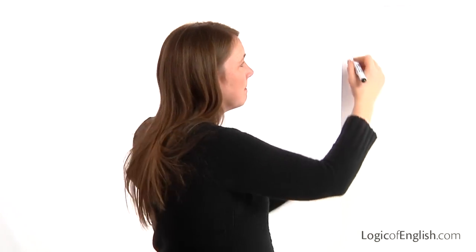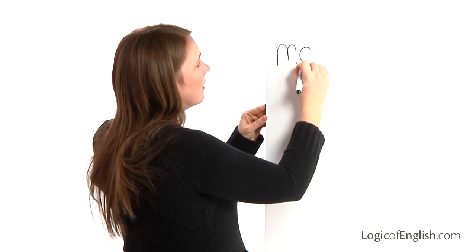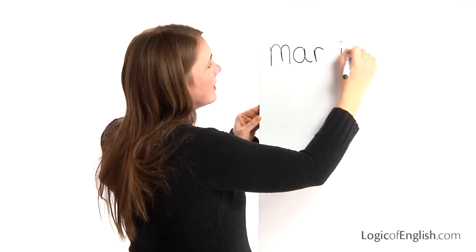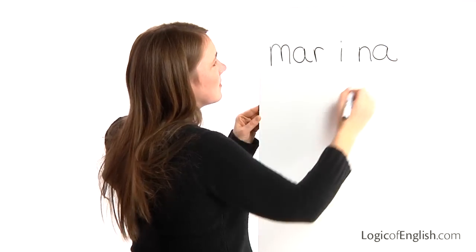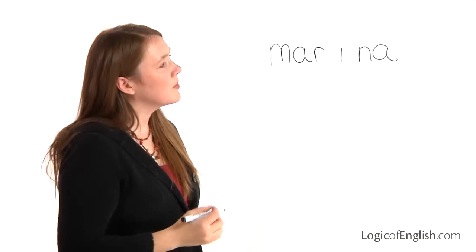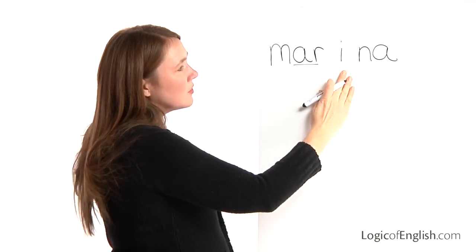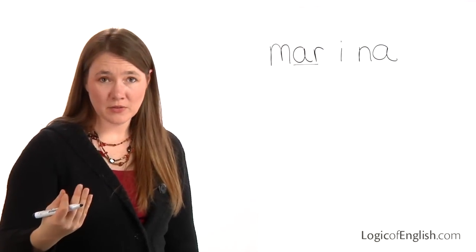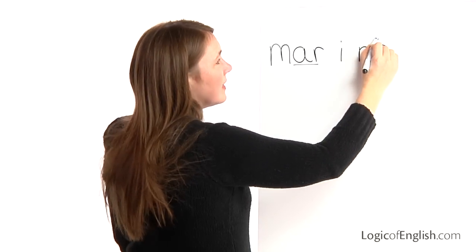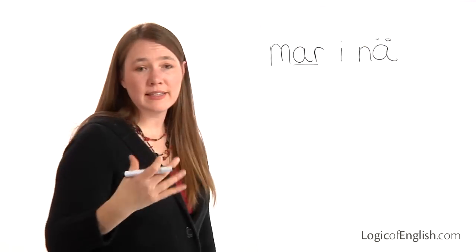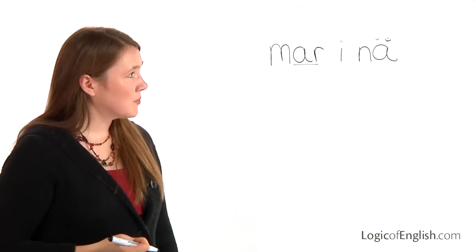The first word is marina, and it was chosen by Trinity. How many syllables in marina? It's 3, and let's sound it out together. Na. And we can underline the R. You'll notice the I is saying the E sound. And here we'll have the A saying the broad sound, ah, at the end of the base word.